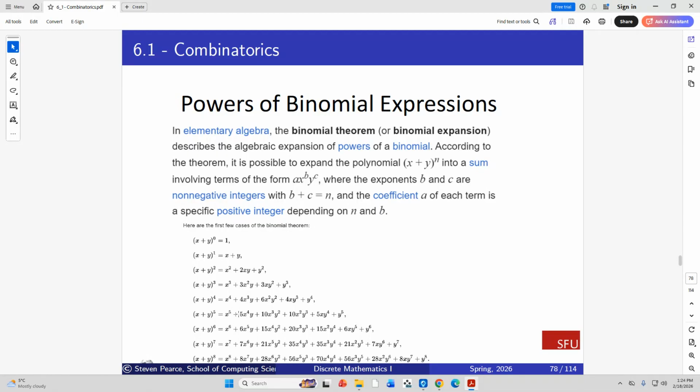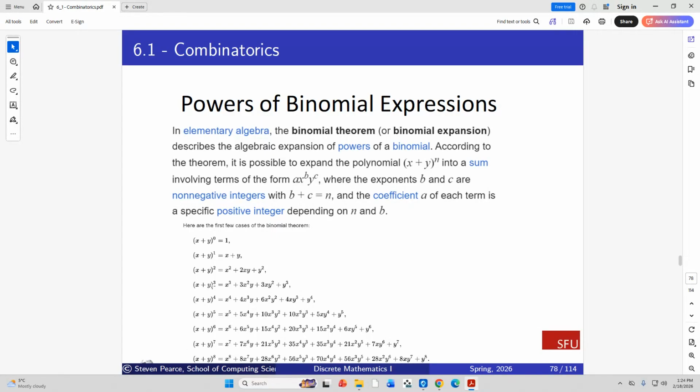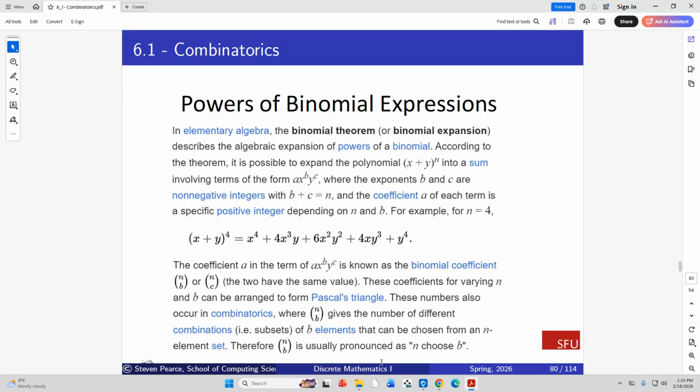So these coefficients, 1, 4, 6, 4, 1, for example, 1, 5, 10, 10, 5, 1, you can see they're symmetric. That brings us back to this, which we tried to prove, the symmetry of these coefficients. These coefficients in front are binomial coefficients, as we'll soon see. So how do we represent this in a compact form? Well, x plus y to the 4th is this: descending powers of x, ascending powers of y, symmetric pattern of coefficients, like we just said. So we call these things binomial coefficients, 1, 4, 6, 4, and 1.